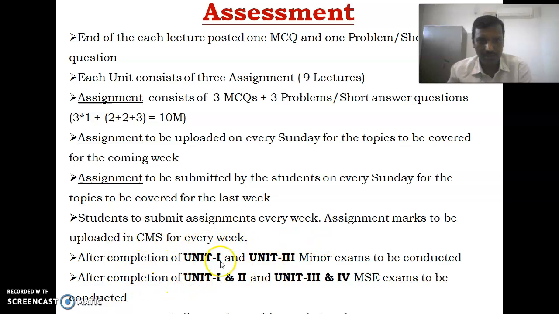After completion of units 1 and 2 there is minor examination 1, and after completion of units 3 and 4 minor examination 2 is conducted. The online teaching tool is Google Meet. I request all the students to install Google Meet on your laptop or mobile phone.